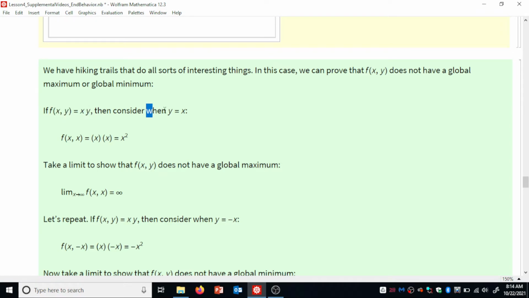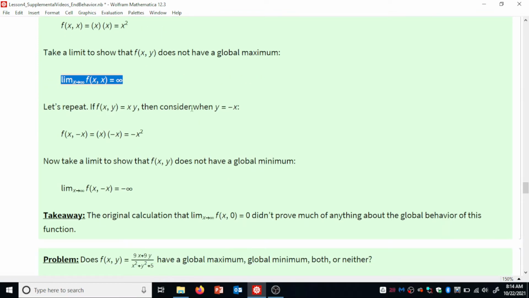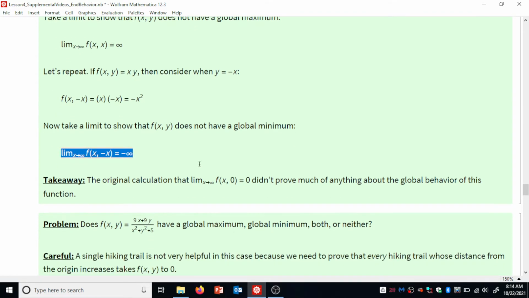I'm going to consider the case where y equals x. So f of x equals x squared. Oh, well, if I send x to infinity, this function goes to infinity. Or if I consider y equals negative x, if I evaluate f at y equals negative x, I get negative x squared. I can send that function to negative infinity. These hiking trails prove that f of xy does not have a global maximum, because I can send it to infinity, and does not have a global minimum, because I can send it to negative infinity.